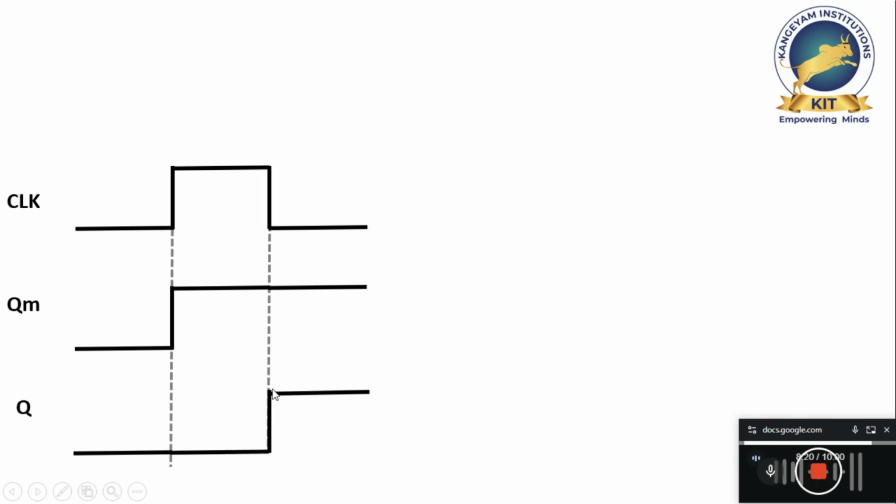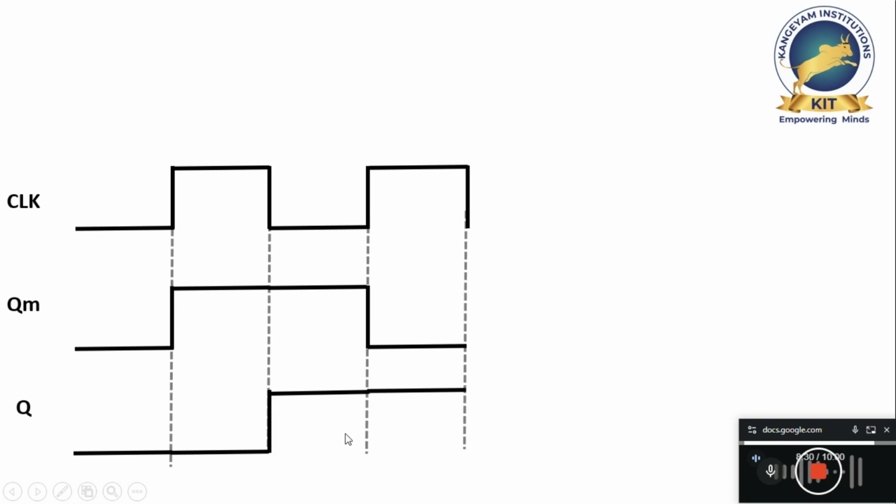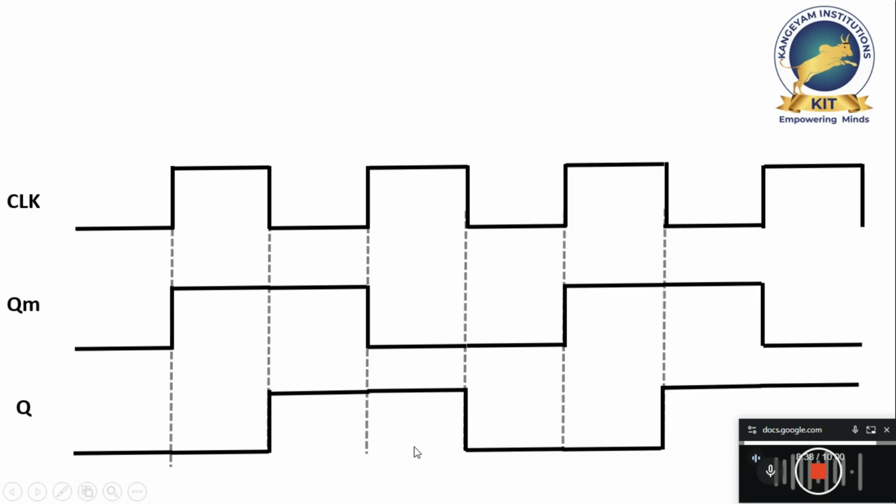In other words, it is taking the output of the master and producing that output. Again, when the clock is high, the master output goes on changing, but the slave still maintains its state, because only when the clock is 0 does the slave start to produce the output. When the clock is 0, the slave will be active and the master will be inactive. Likewise, it goes on. So this is how master slave configuration works. Thank you.